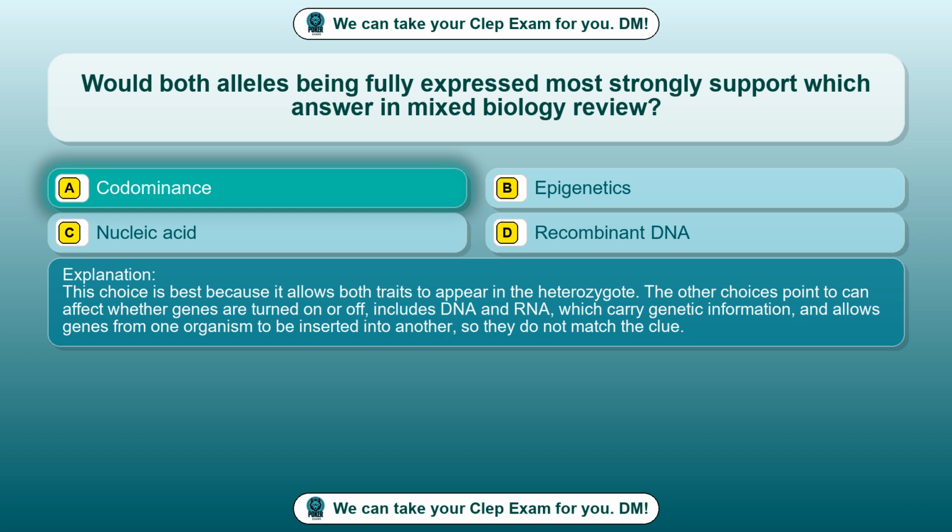This choice is best because it allows both traits to appear in the heterozygote. The other choices point to can affect whether genes are turned on or off, includes DNA and RNA, which carry genetic information, and allows genes from one organism to be inserted into another, so they do not match the clue.